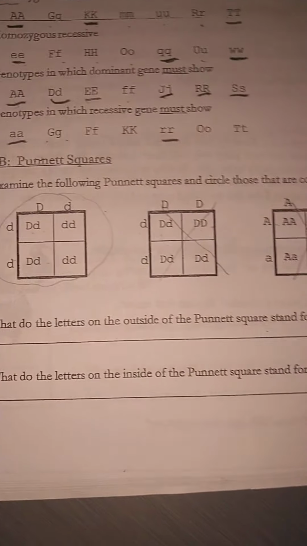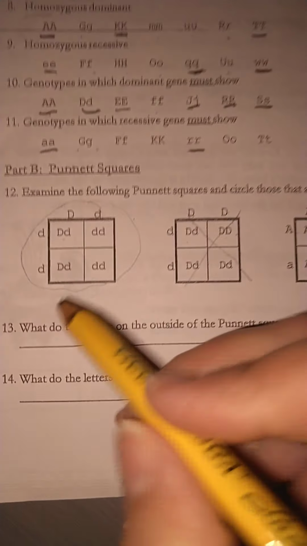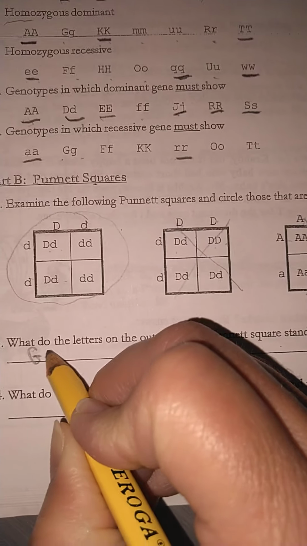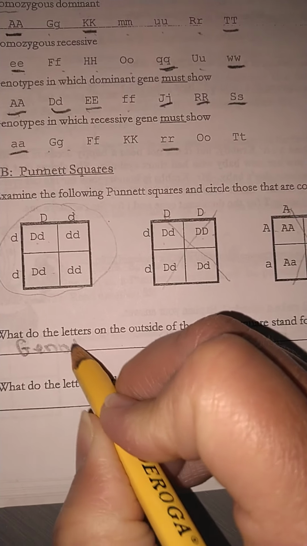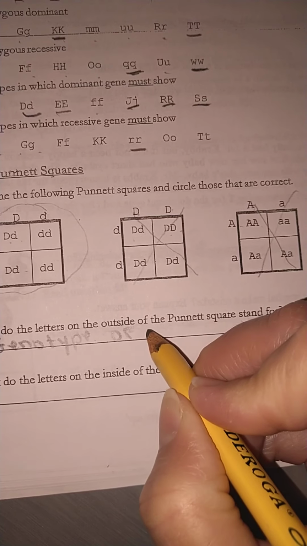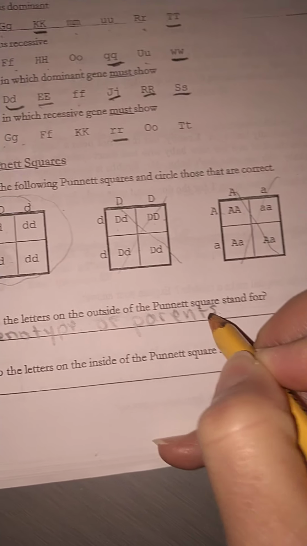So, what do the letters on the outside of the Punnett square stand for? Well, the ones on the outside, those are the parents. Okay, one would be mom and one would be dad. So that would be the genotypes of the parents.